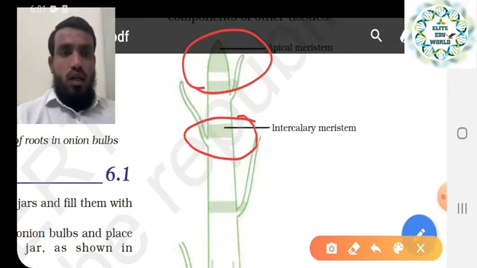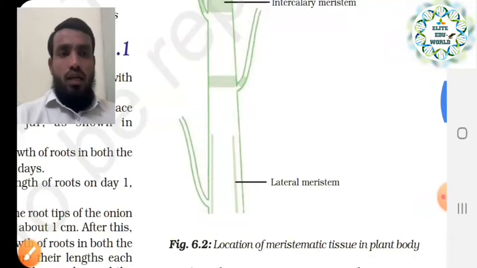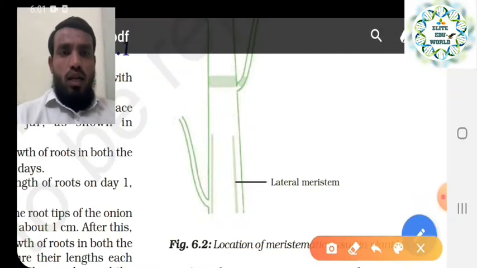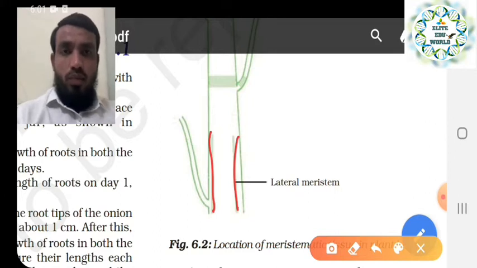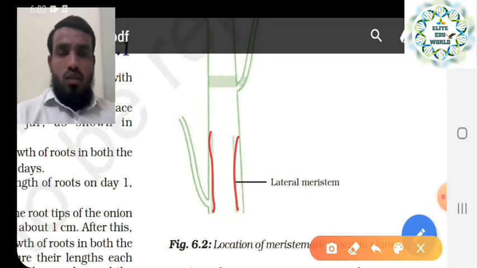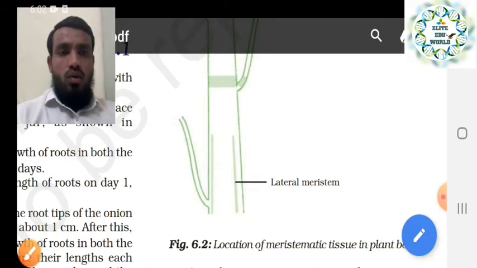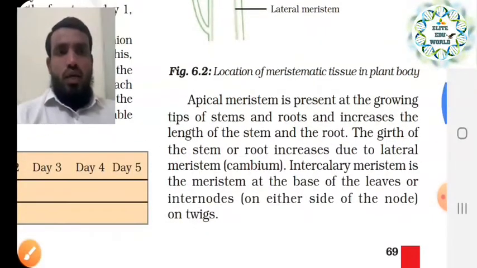And in the last we saw the lateral meristem. So what is lateral meristem? It is present on both sides of the stem, because it provides the girth, the broadness of the tree. That is why it is called the lateral meristem, on the basis of the location we have seen.